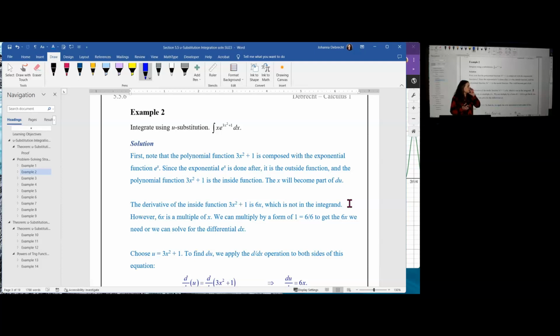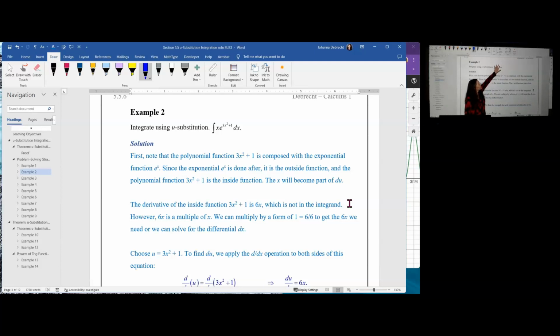Now, when I think about the 3x squared plus 1, I want to take the derivative of it with respect to the original differential dx. I take the derivative, I get 6x. I should have a multiple of 6x as a factor in the integrand if this is to be u-substitution. I don't have 6x. I have x, which is a multiple of 6x. It would be 1/6 of 6x. As long as I have the x, I can use u-substitution.